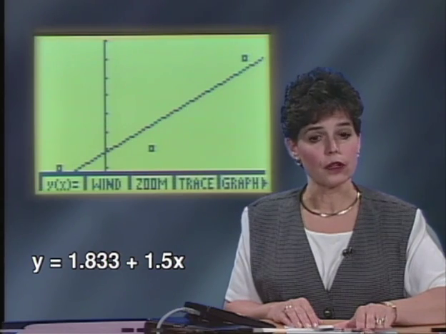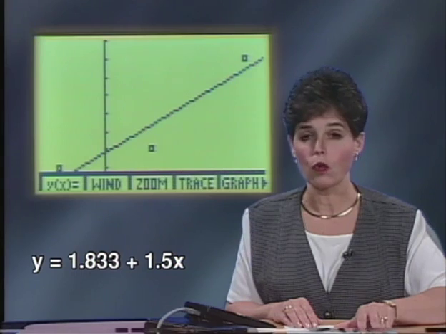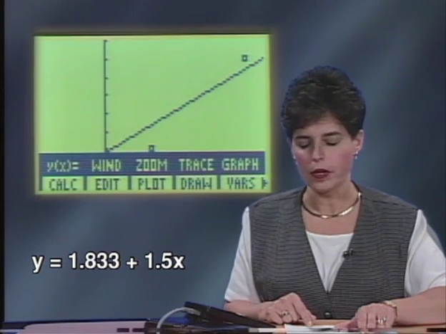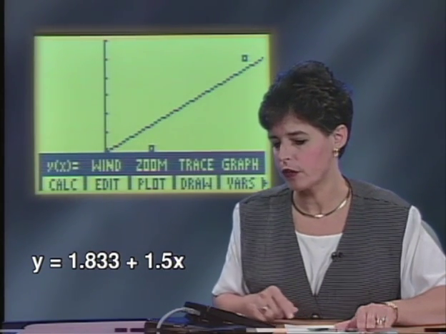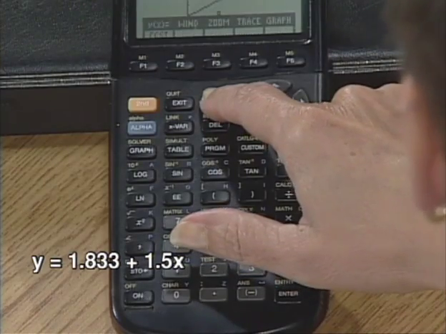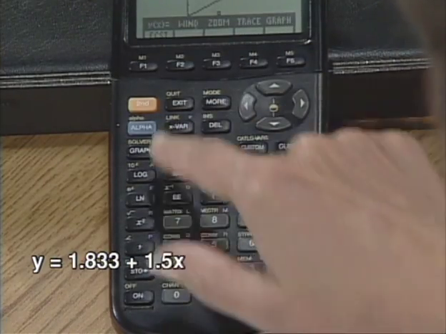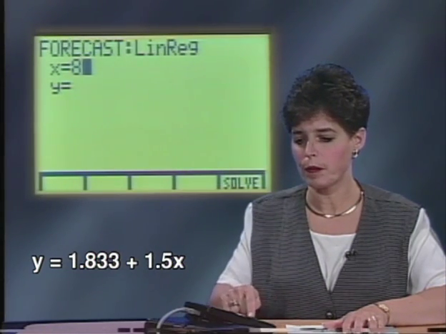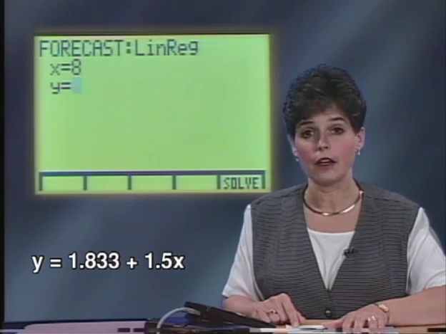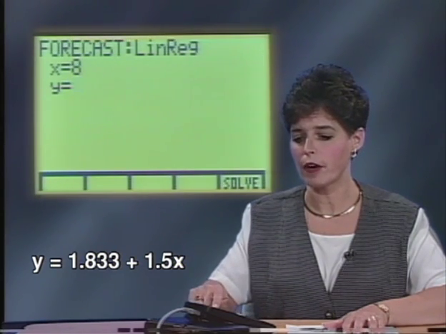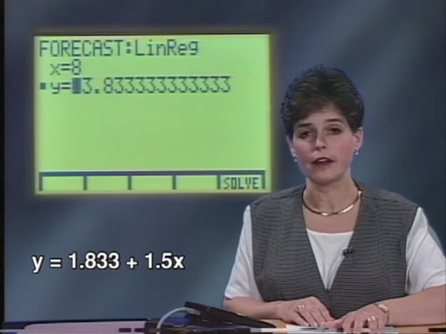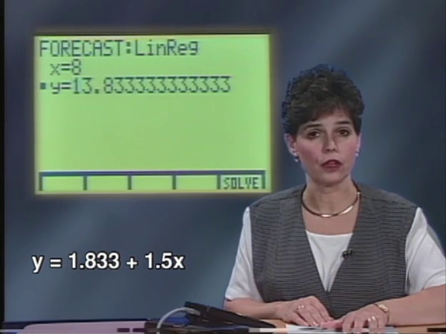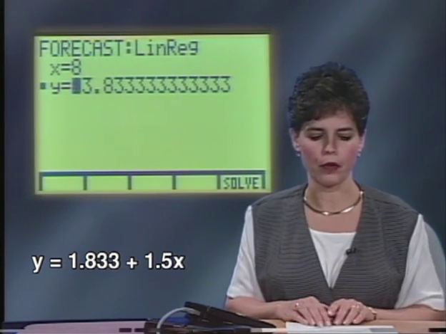Now, if we would like to use the linear regression equation as a predictor, we can go back into Stat, second, Stat, and we can find FCast. Now, I don't see anything right away, so let's hit the More key until it shows up over there on the left. Press F1. And I'm going to put in the number 8, hit Enter, and in order to solve now, I will go F5. And it tells me that if x is 8, then y will be 13.8333 using the linear regression equation that we have come up with.